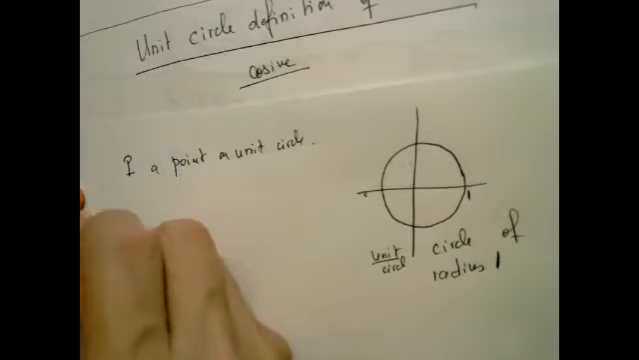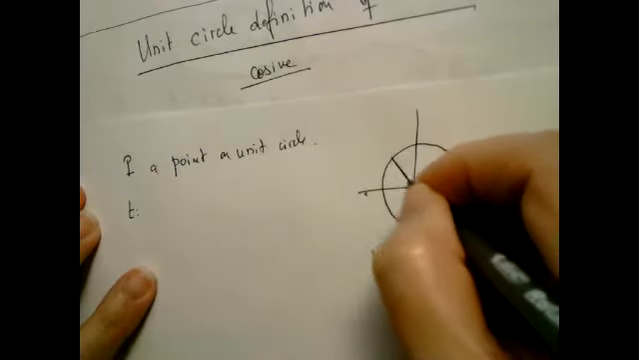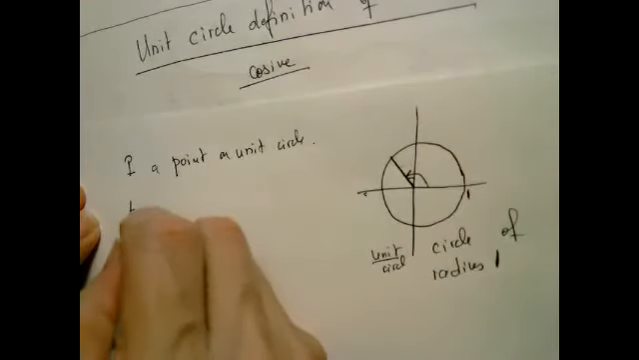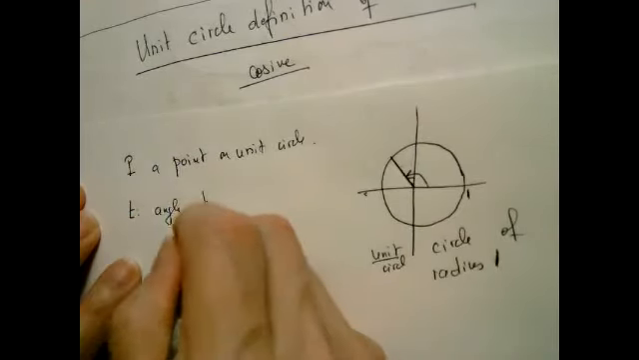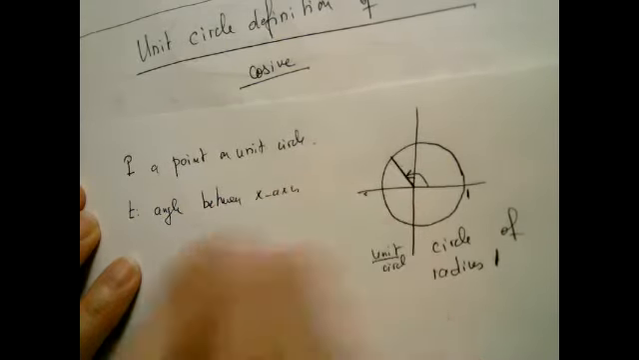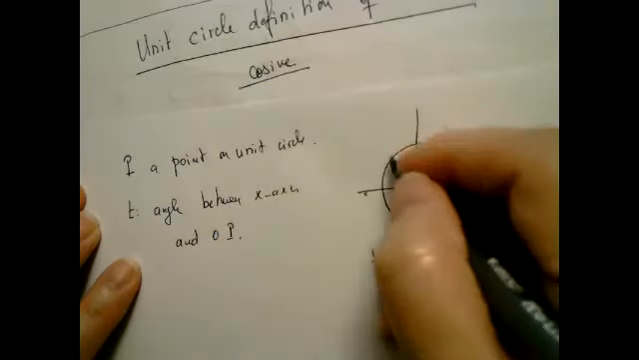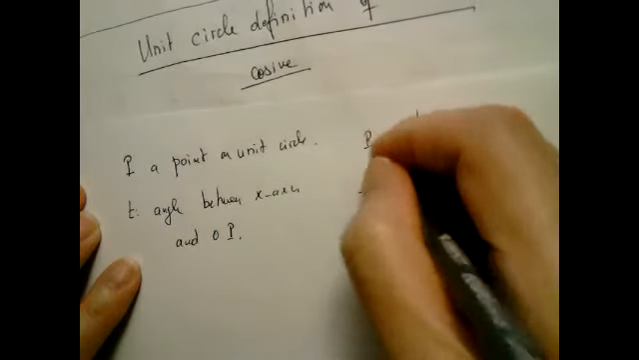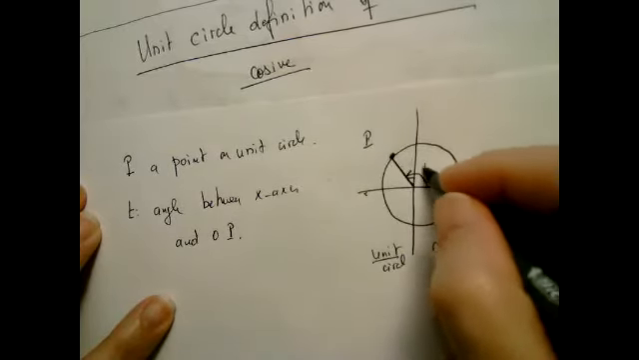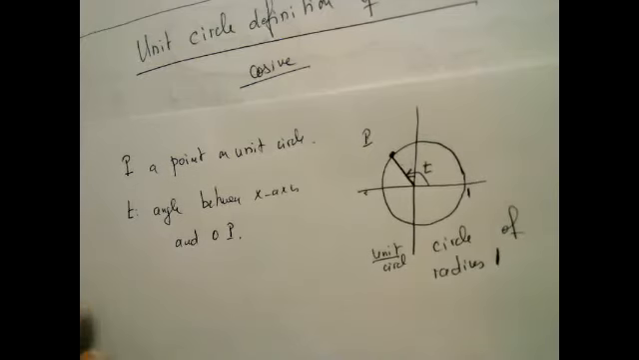Okay. And let T be the angle. So I'm going to take T. This is T. The angle, very specific, angle between the positive x-axis and OP. So that's my point P, right on the unit circle, and that's the angle T. And now we're going to give the definition of sine and cosine of this angle.